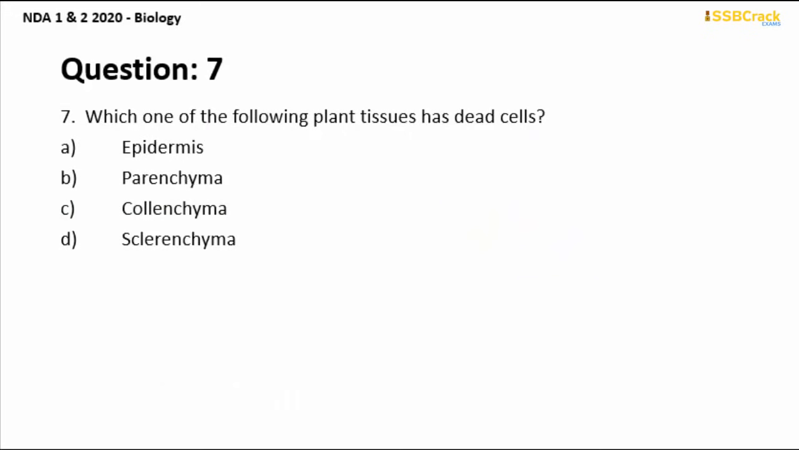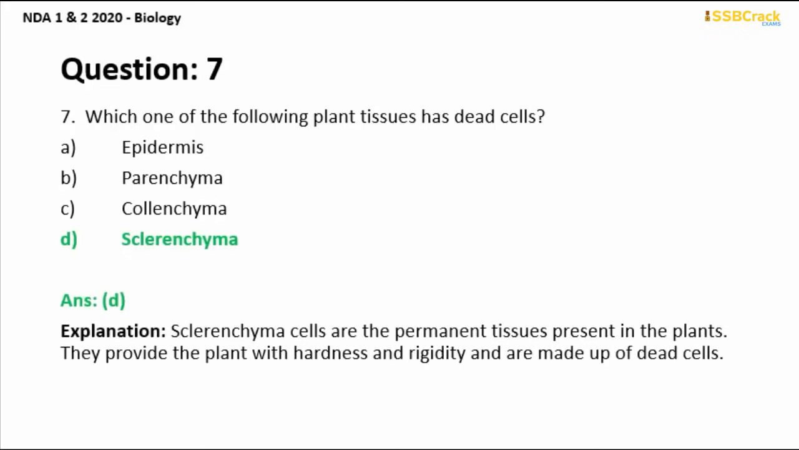Question number 7. Which one of the following plant tissues has dead cells? Option A, epidermis. Option B, parenchyma. Option C, collenchyma. Option D, sclerenchyma. So what is the answer here? Yes, option D, sclerenchyma. This is also a direct question. So which one of the following plant tissues has dead cells?